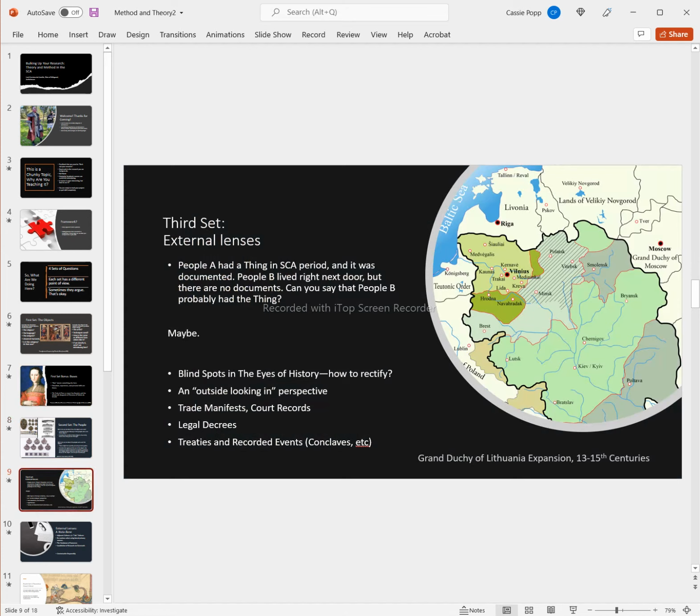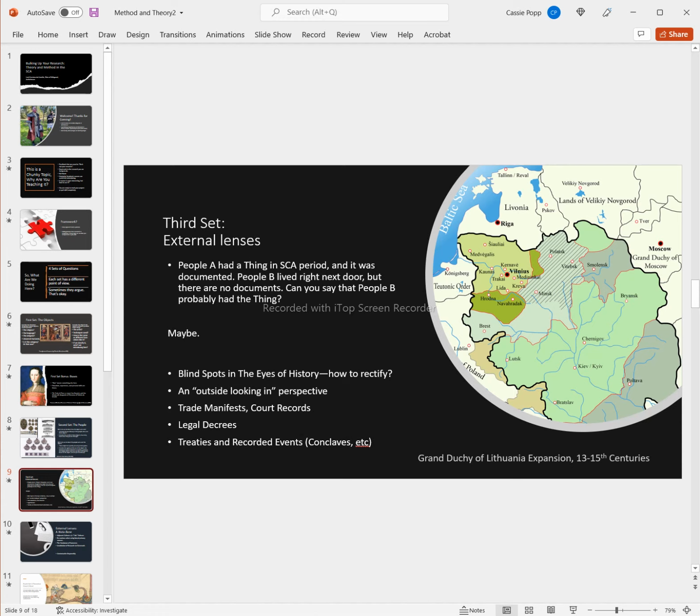For our third set of questions, it is somewhat of a combination of objects and people. If our first set was objects and our second set is people with our bias interlude. It starts with the premise of, say, people A had a thing in SCA period, and it was documented that we know that they had the thing. And then say people B lived right next door to people A, but there's not really a lot of documentation of those people. Could we then say that by nature of proximity, people B had the same thing that people A did?